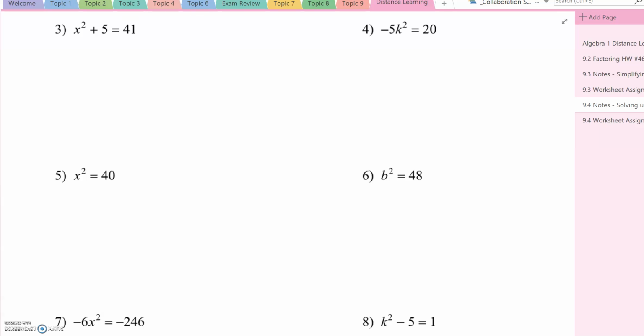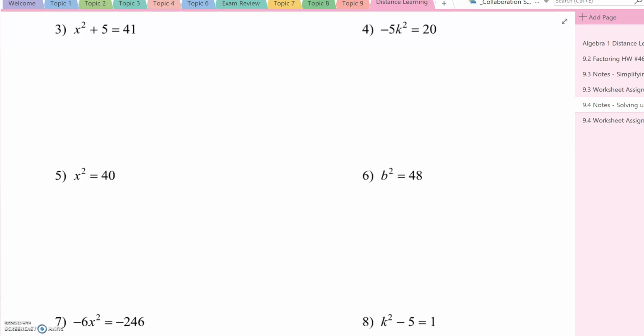Hopefully you're thinking what I'm thinking. We want to subtract 5 from both sides. So we're going to get x squared equals 41 minus 5 is 36. So that's step 1. Step 2, again, we want to just get x by itself.